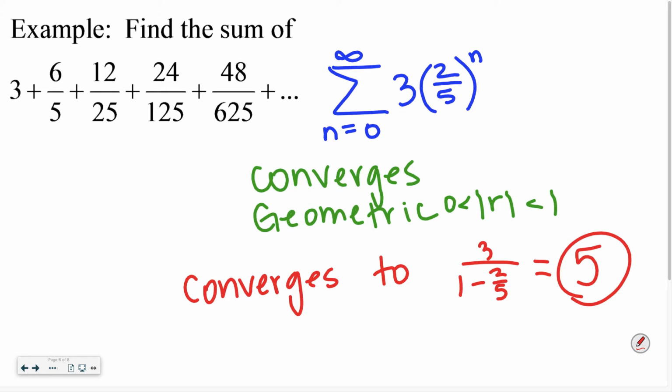But what you're going to have to get used to telling me is if it converges or diverges and what your reasoning is. So we know that it's geometric where the absolute value of r is between 0 and 1, which is why we can say that it converges.